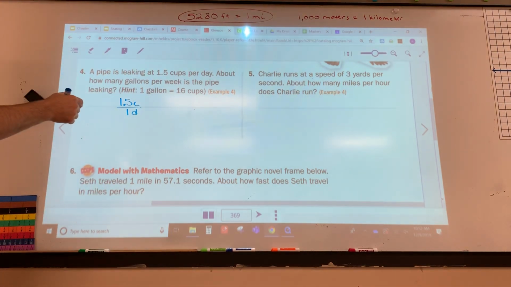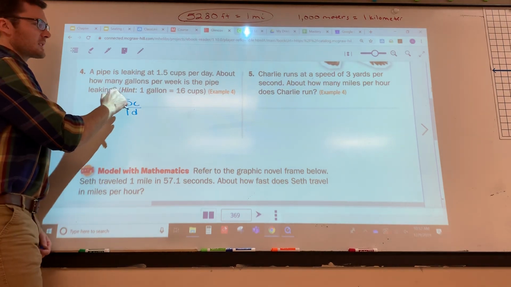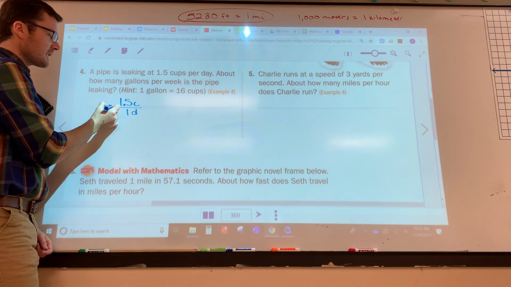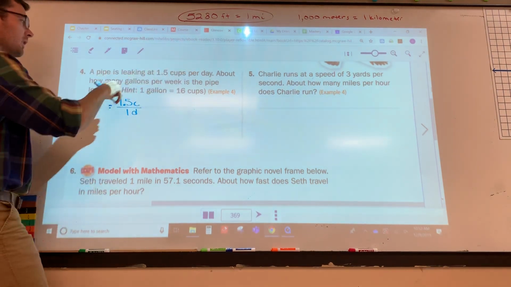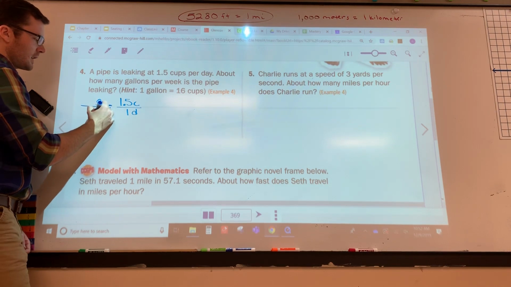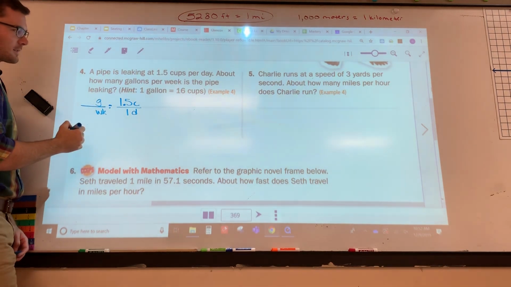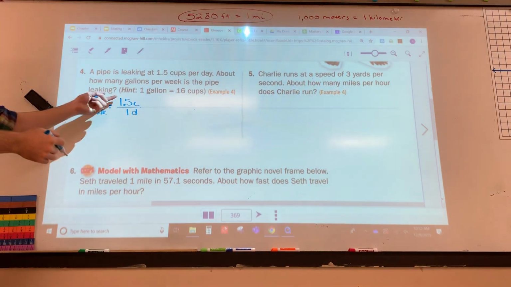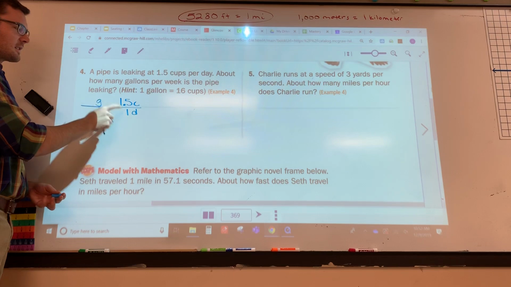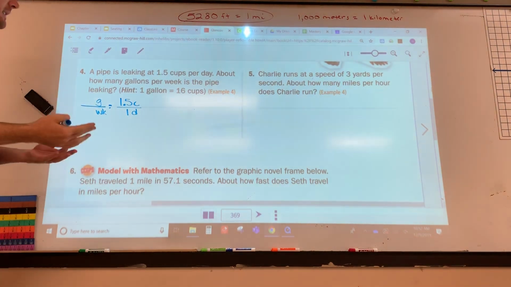About how many gallons per week is the pipe leaking? They must not have given that to you earlier, so they gave you that now. So I'm gonna write down what we want, gallons per week. So gallons per week is what we want to find. Whenever you have to do both of them, we're changing the volume from cups to gallons, and we're changing the time from days to week. I like to do one at a time.